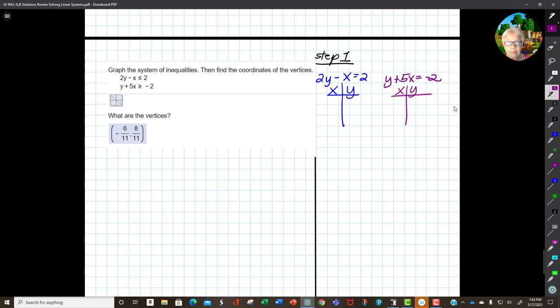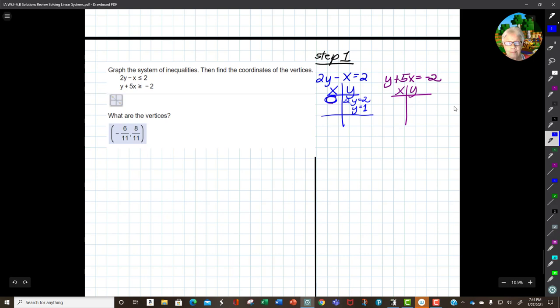Okay, now over here, this is not going to be too hard. If x is 0, then we're going to have 2y equals 2. Divide both sides by 2, y equals 1.